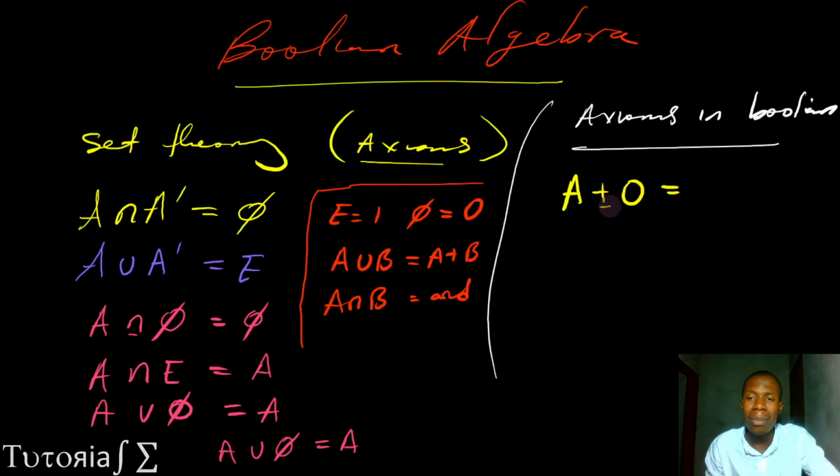Now when it comes to axioms, when you get the set A plus 0, remember plus means union. So A plus 0 is the same thing as A union empty set.